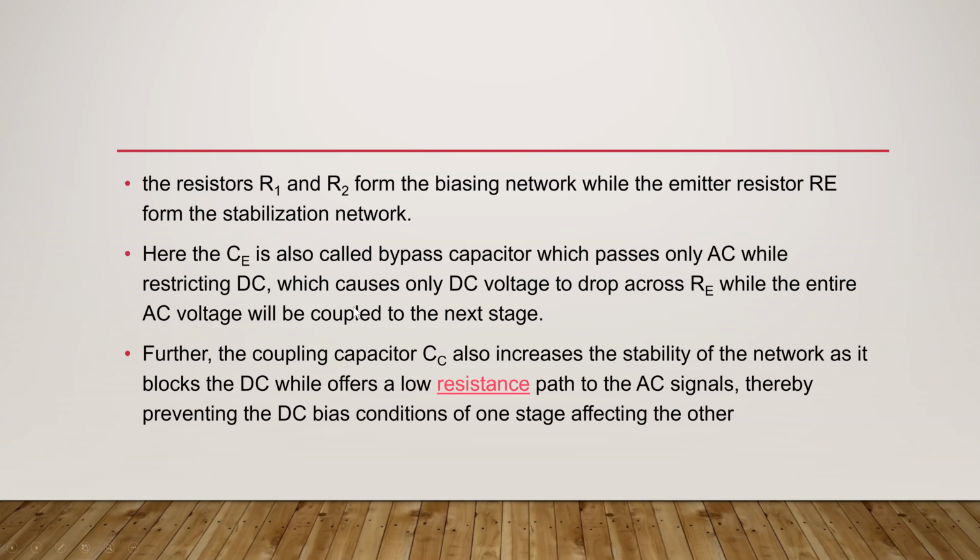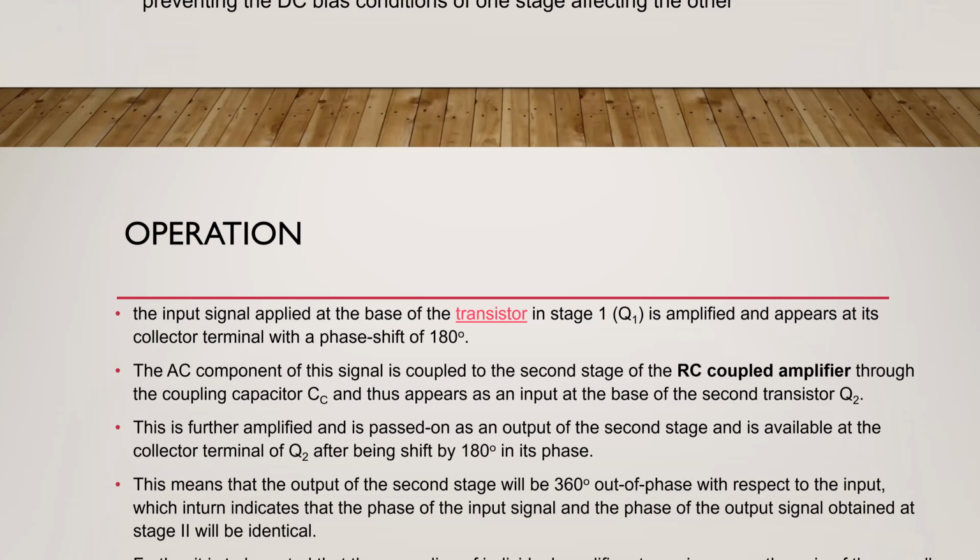The coupling capacitor CC also increases the stability of the circuit as it blocks the DC with a high resistive path, while allowing only a low resistance path to the AC signal, thereby preventing the DC bias conditions of one stage from affecting the other stage. Therefore, it is going to ensure the stability of the circuit.